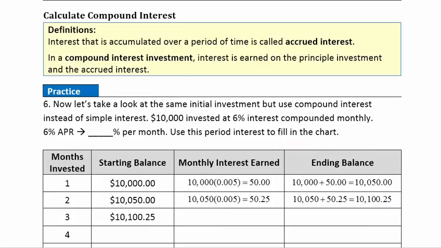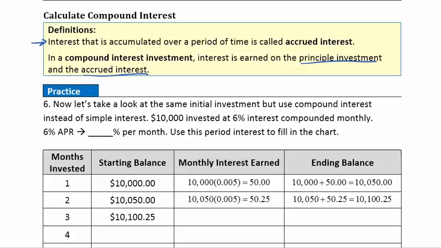Let's take a look at a definition of compound interest. So interest that is accumulated over a period of time is called accrued interest. So over a period of time, we earn this interest on our investment. That's called accrued interest. In a compound interest investment, interest is earned on the principal investment and the accrued interest. So both the principal and the accrued interest.